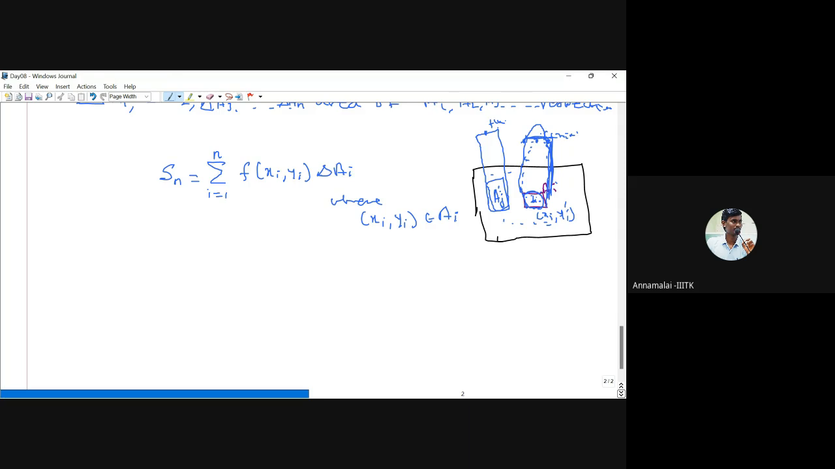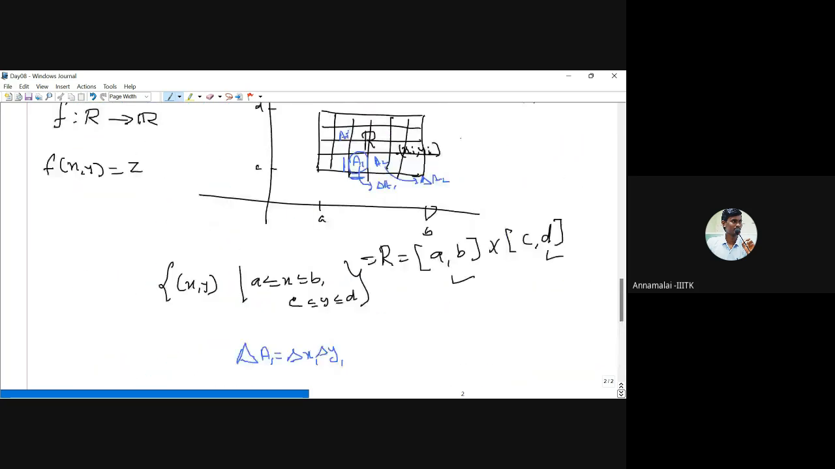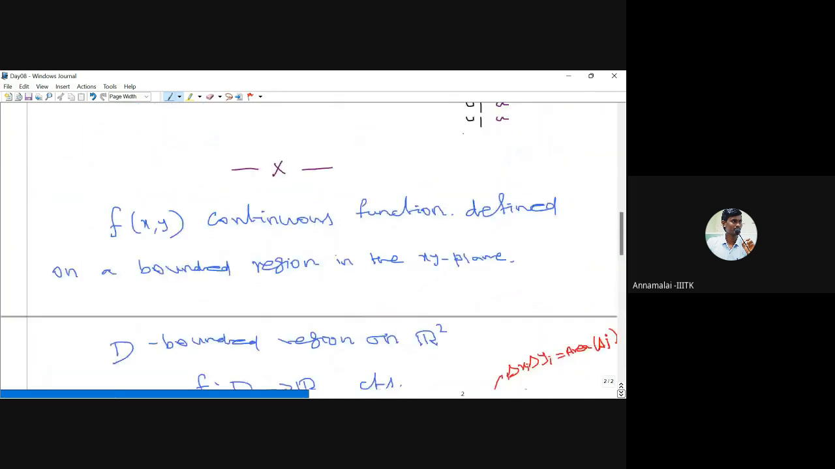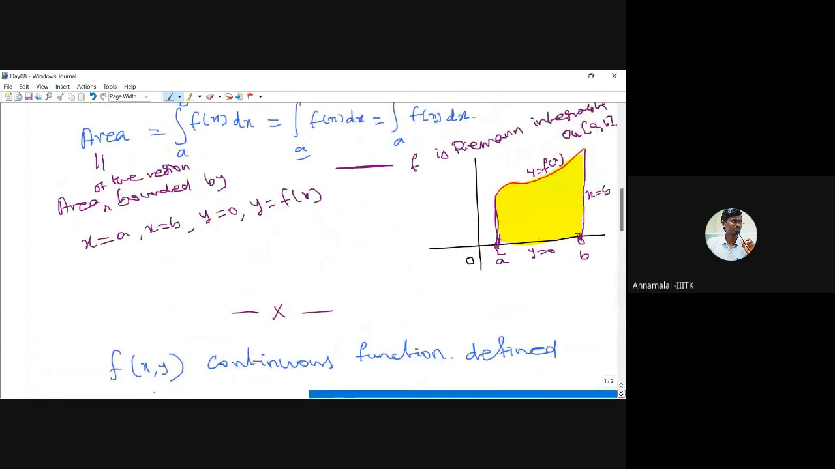Now, suppose delta xi and delta yi go to 0. This is the delta x length, and this is the delta y length. Suppose these lengths are very close, giving very small rectangles. So what we did in the case of a function of a single variable: if we increase the number of points, suppose we take very small intervals, maybe I can take a point here.